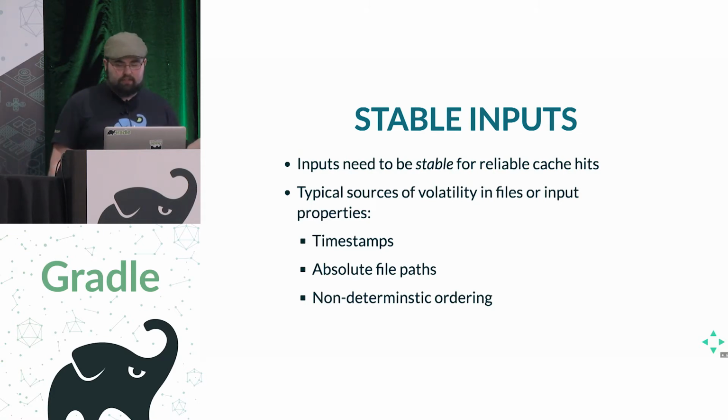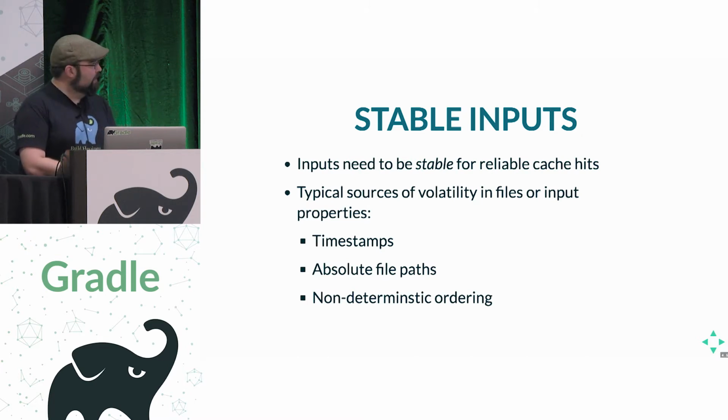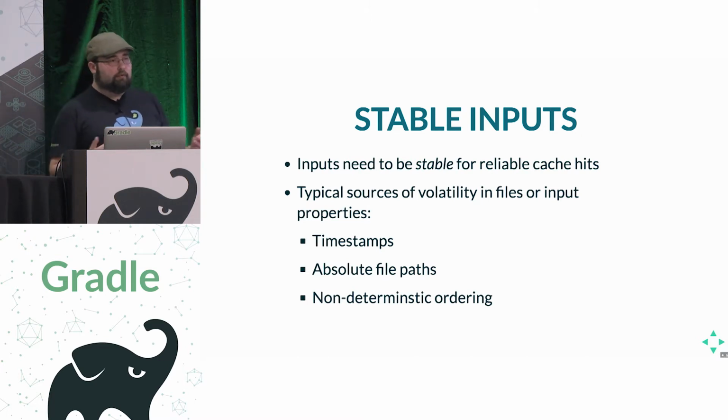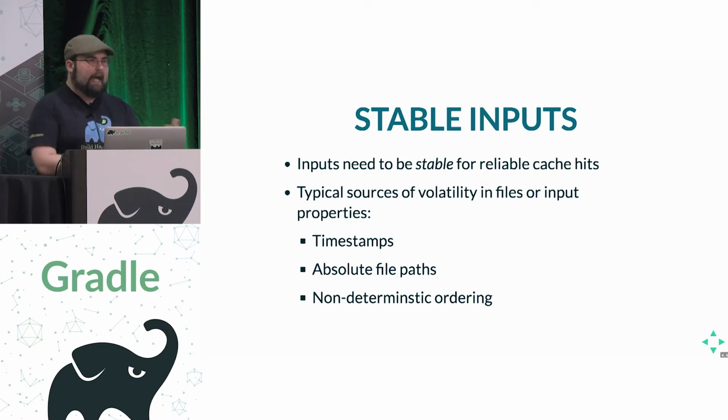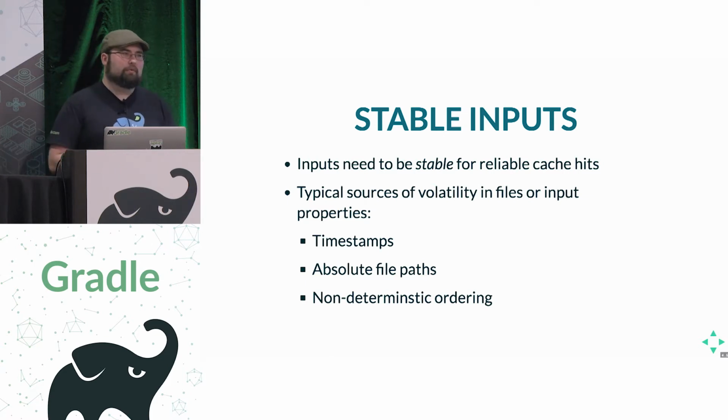Another thing you'll see, and it's maybe the most aggravating, is non-deterministic ordering. This is where the implementation of your task usually has a hash map or something in it, and so depending on the whims of the JVM, it will produce outputs in different orders, or it will see inputs in different orders, and that can really mess up your cache hits. Okay.